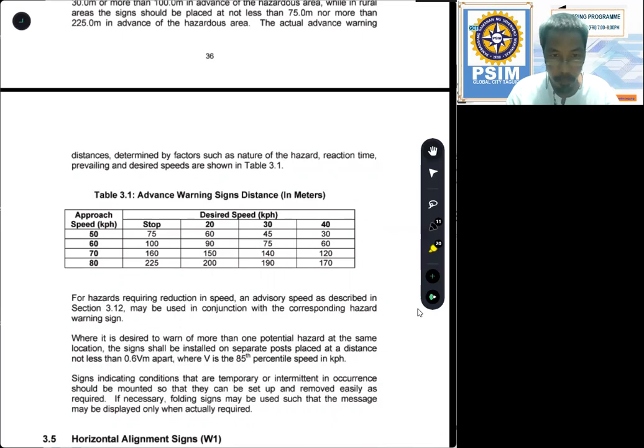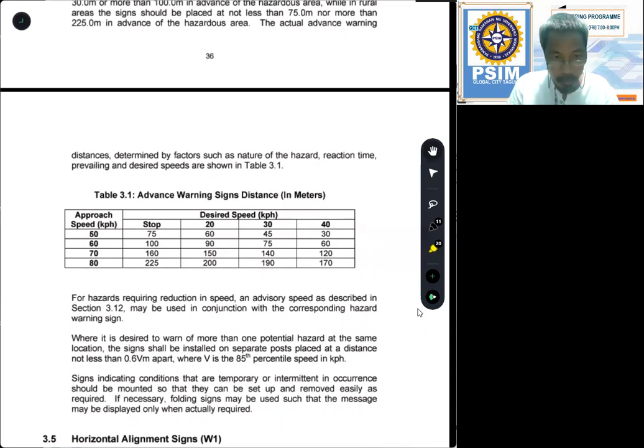So if there is more than one potential hazard at the same location, separate posts must be placed at that distance, 48 meters.